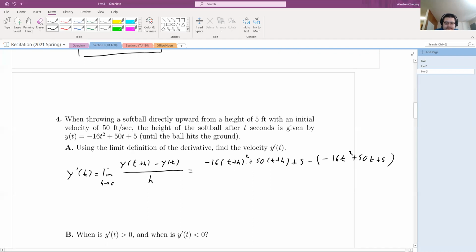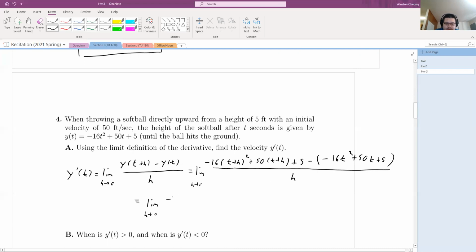And well, oh, I forgot limit here. Limit as h goes to 0 over h. Okay, so it looks like I'm going to need a little bit more space. Limit as h goes to 0.